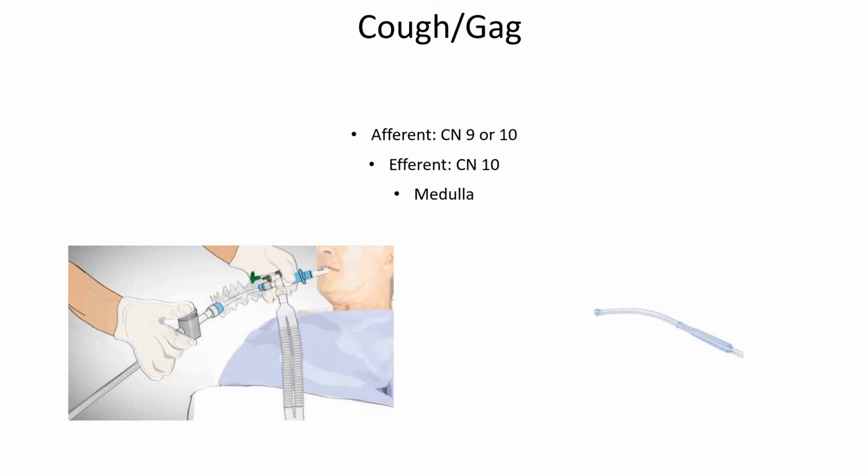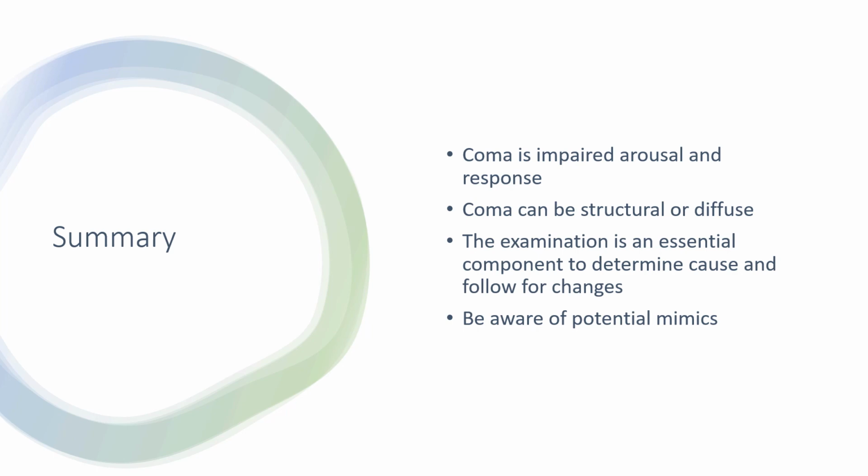So just in summary, as this was a lot of information in a short period of time, coma requires you to have impaired arousal and impaired response. Coma can be structural or it can be diffuse. Our examination of going through level of consciousness, motor, and cranial nerves help us to determine what the cause for coma is and also follow for changes over time. And be aware that certain things can mimic coma, and you want to rule those things out when you're seeing someone with a comatose exam.